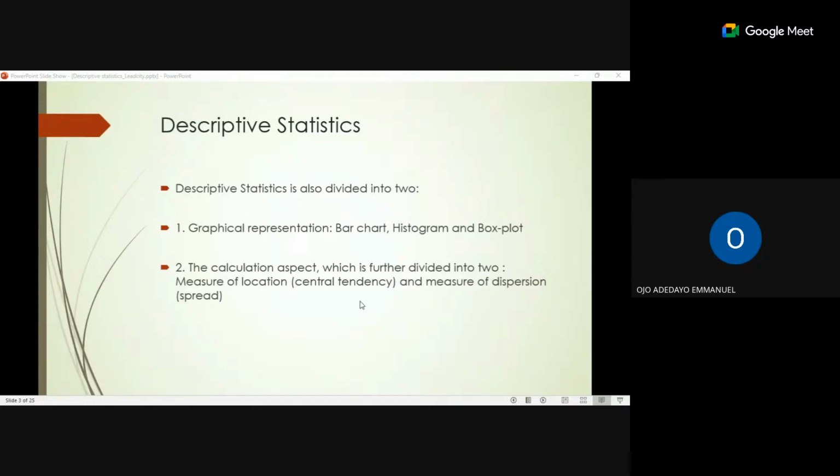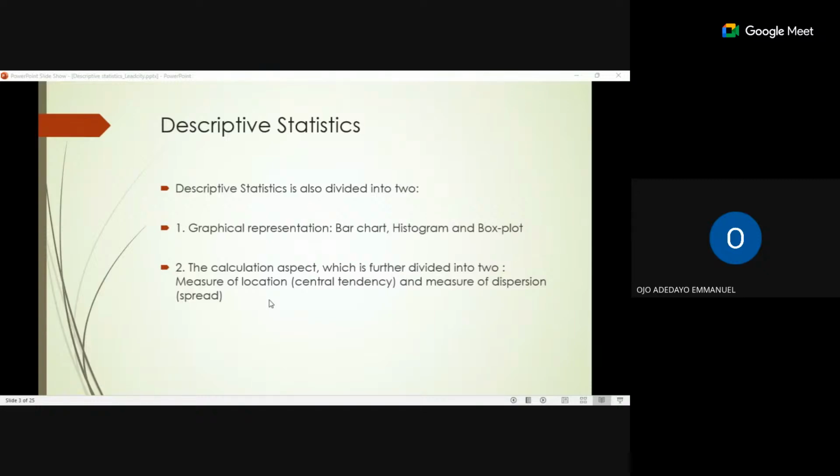Another one that we have is what we call the measure of dispersion. Remember that under the calculating part of descriptive statistics, we have two: the measure of location, or measure of central tendency, which is the same thing, and the measure of dispersion.